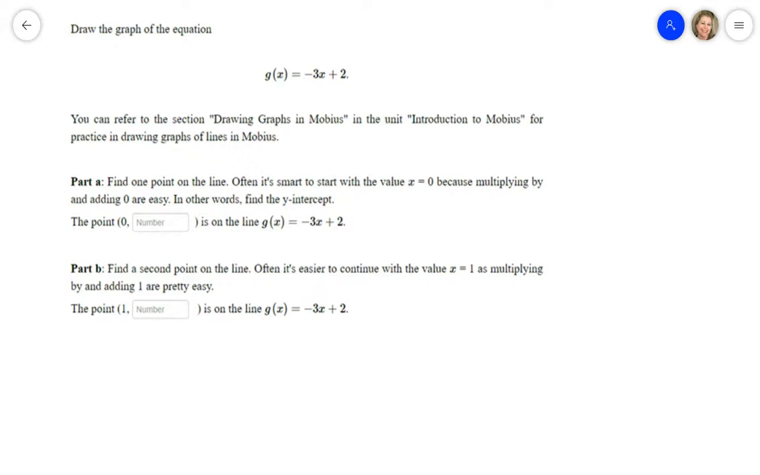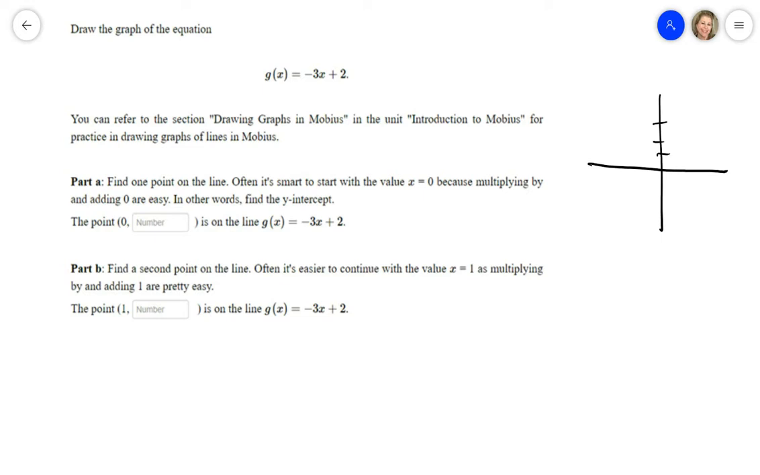Okay, they want you to graph the equation, or this is mine, g of x equals negative 3x plus 2. And part A says find one point on the line. Often it's smart to start with the value x is equal to 0 because multiplying by and adding 0 are easy. Good advice. So you're looking for the y-intercept.